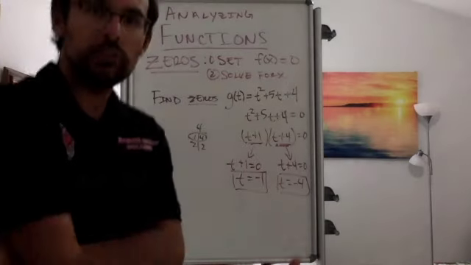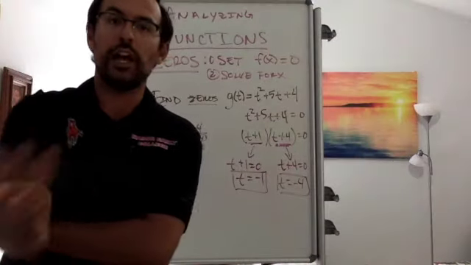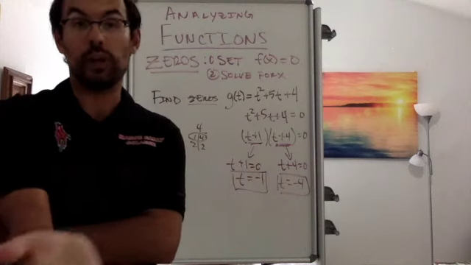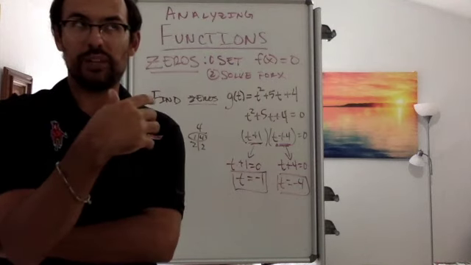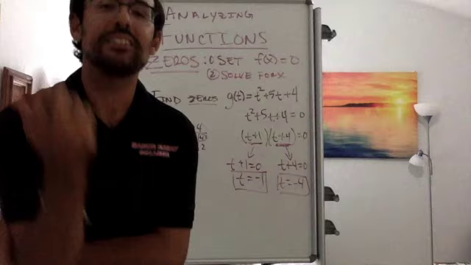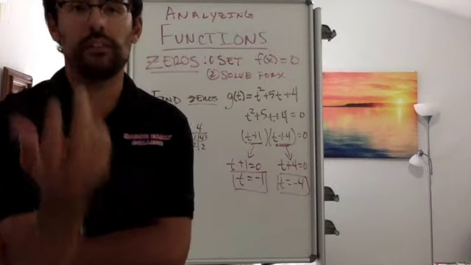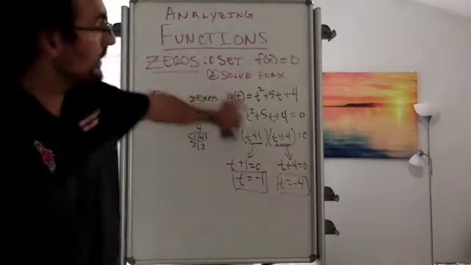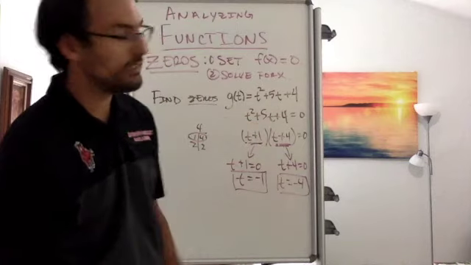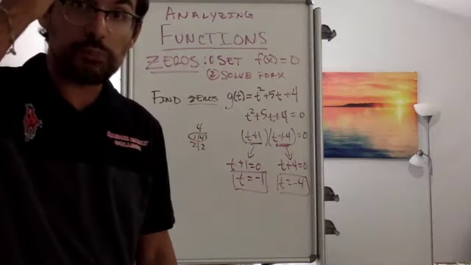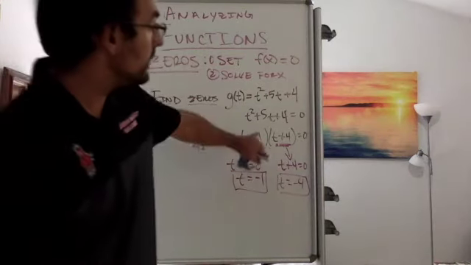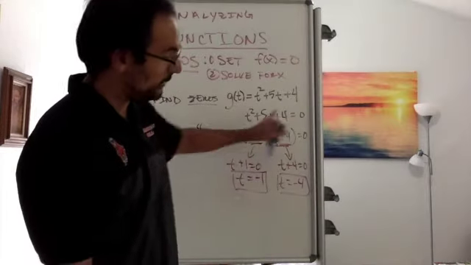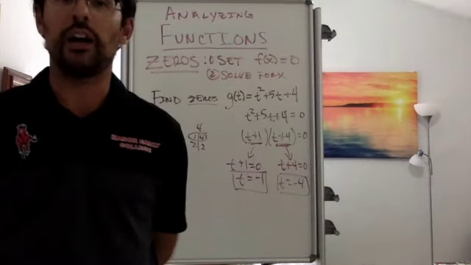So again, the big thing to take away from these two examples is that you set the function equal to 0, and then you use algebraic processes to solve for the variable. Okay? So in this case, we set t squared plus 5t plus 4 equal to 0. The algebraic process that we use to solve that is factoring. Once we factor, we set each factor to 0, and then we got our answer.